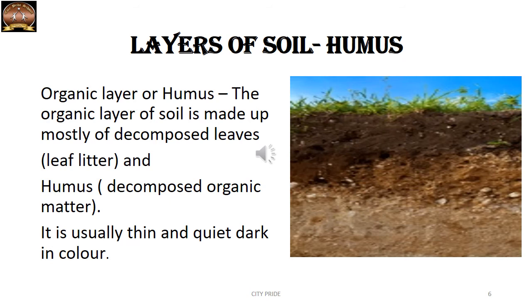The first layer that we are going to study is the humus, also called the organic layer. It is made up mostly of decomposed leaves, that is leaf litter, and humus, that is decomposed organic matter. All the leaves which fall down, you must have observed, get decomposed in the soil. That forms the organic layer or humus, and it is usually very thin and quite dark in color, and it is fertile soil.